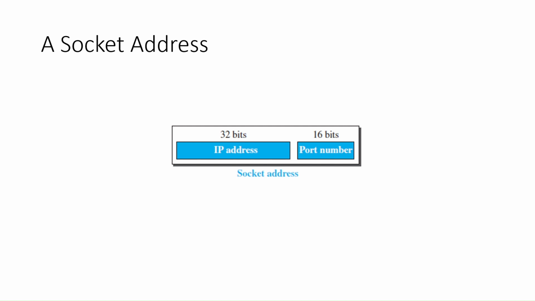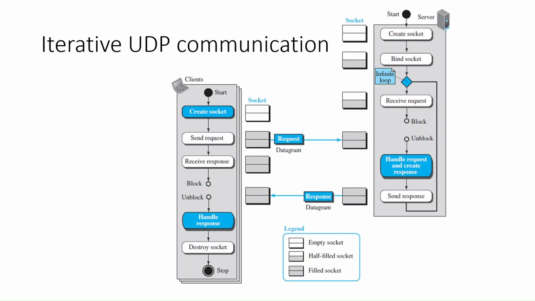Now let's try to understand how communication between server and client happens in case of UDP communication using sockets. First the server will start. Server starts, it creates a socket. You can see the socket is empty. Then it binds the socket, that is, it binds it to a particular port number. Then it waits for a request from the client. In receive request, that's where it gets blocked. Blocked means it is waiting for the client to send a request.